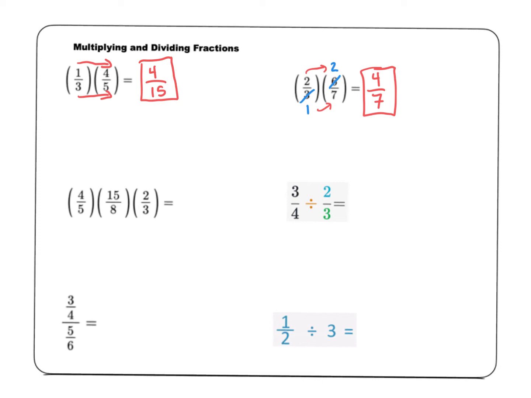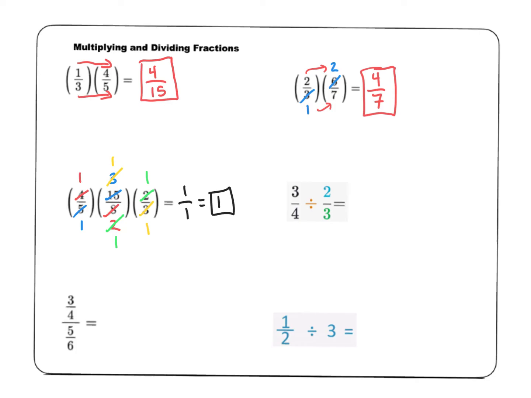And we could do this cancellation over many, many fractions. So we have 5 divided into 5 is 1, 5 divided into 15 is 3. And then we can also go 4 divided into 4 is 1, 4 divided into 8 gives me 2. And we can do it even one more time. 2 divided into 2 is 1, and 2 divided into 2 is 1. And look at that, we even have 3 divided into 3 is 1, and 3 divided into 3 is 1. So we made a nice little pattern there.